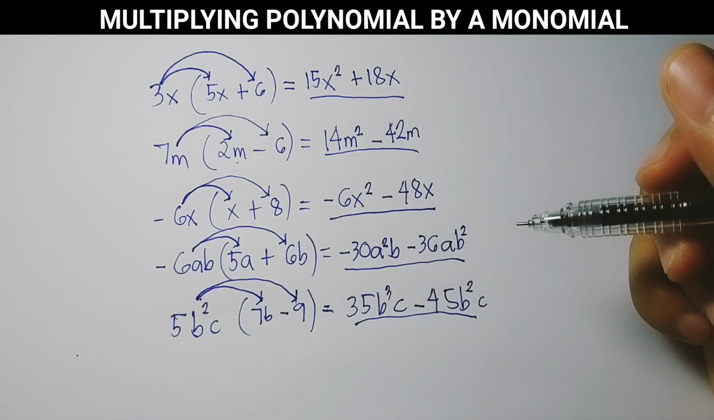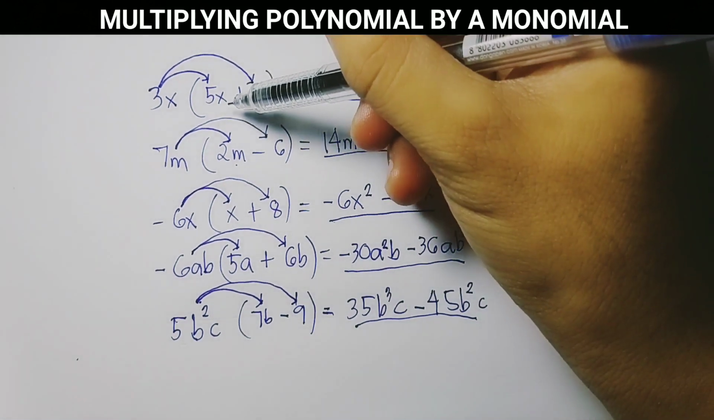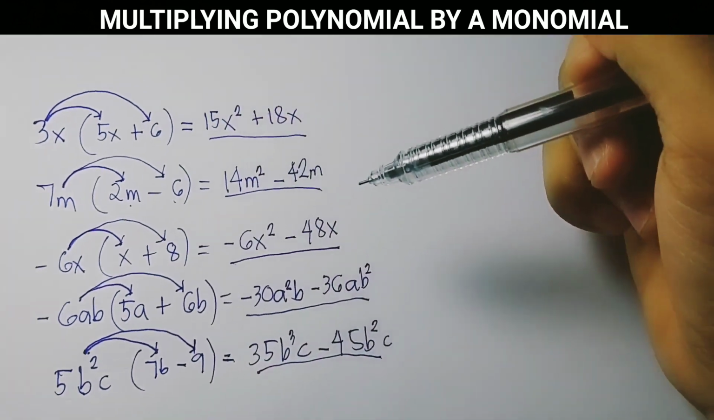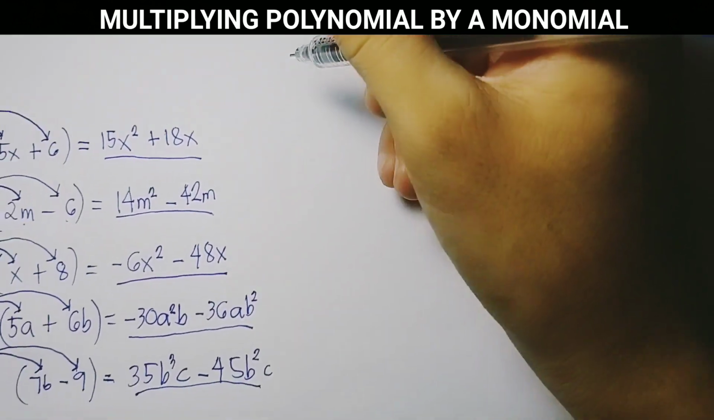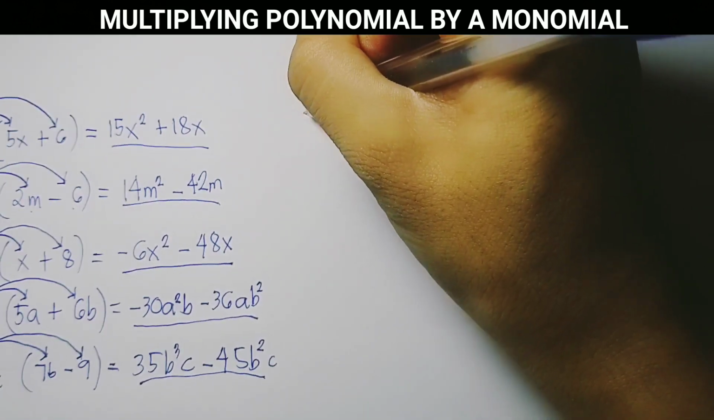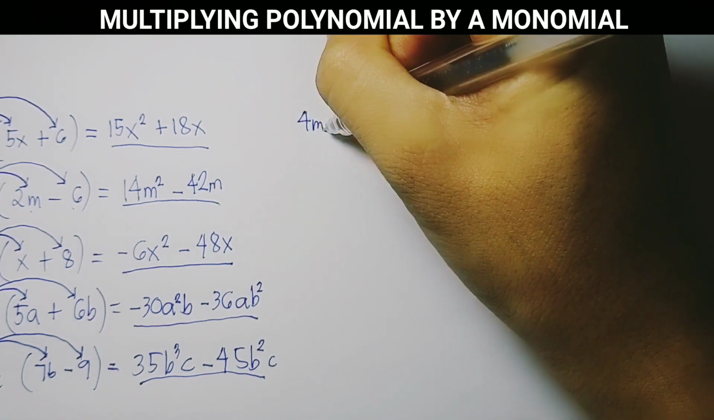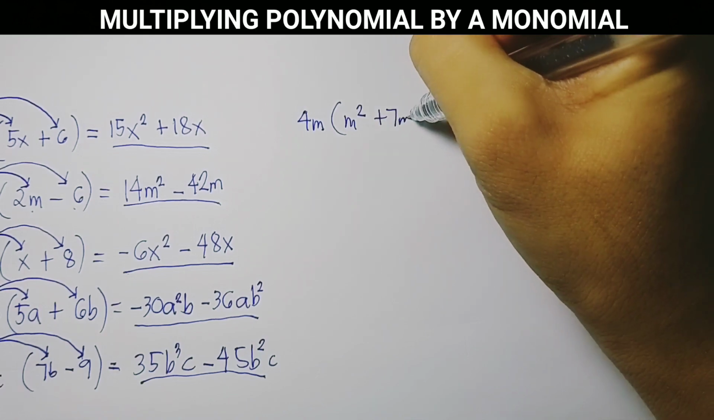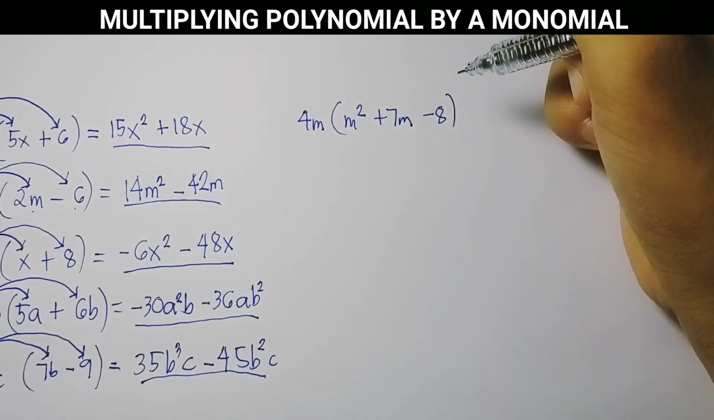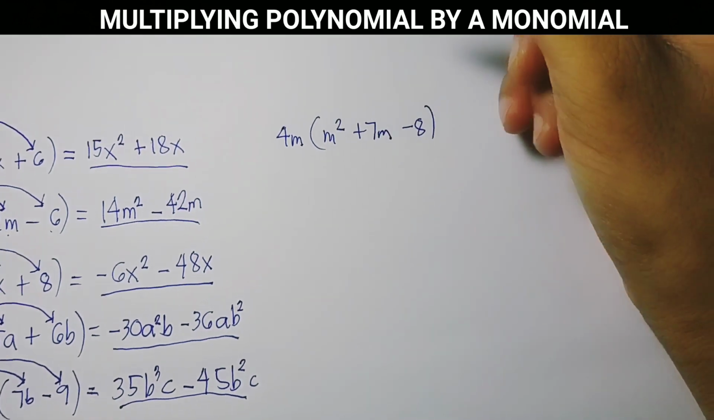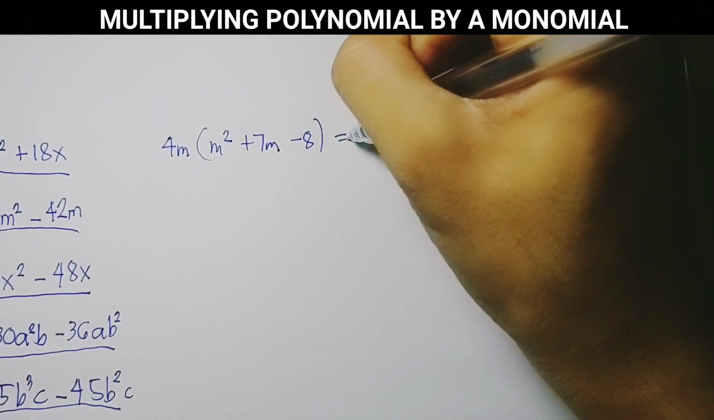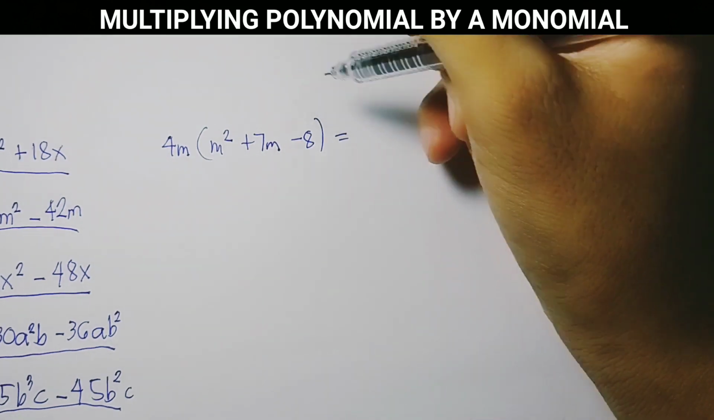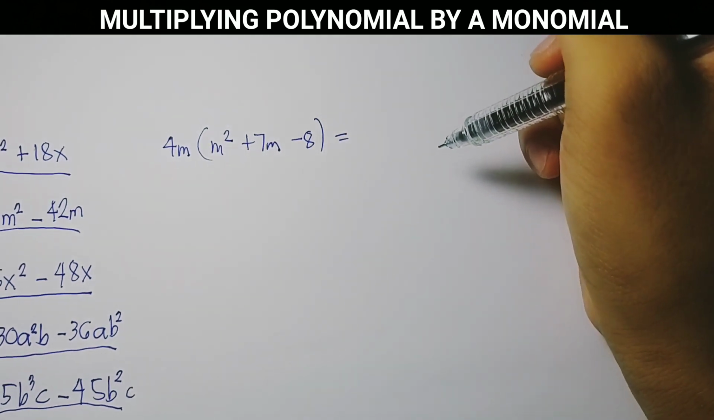Okay. How about, diba, duha ra man ni ka terms. How about tulo na ka terms? Sige, let's try 4m. Multiply nato sa m squared plus 7m minus 8. Tulo na gyud na ka terms. So, walay mabago sa proseso. Maski pila na ka terms diha, basta paglima na pulo, walay mabago sa proseso nato, i-distribute ra gyud.